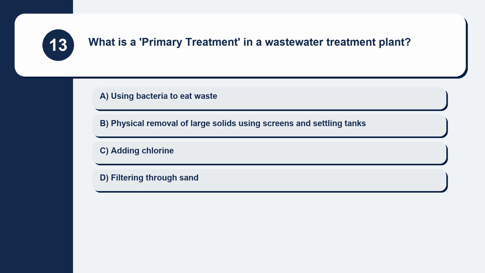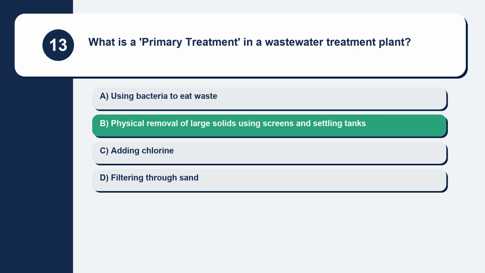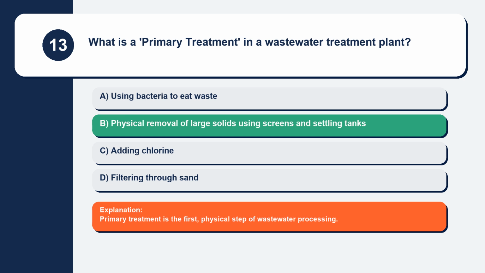Question 13. What is a primary treatment in a wastewater treatment plant? Using bacteria to eat waste. Physical removal of large solids using screens and settling tanks. Adding chlorine. Filtering through sand. Primary treatment is the first, physical step of wastewater processing.